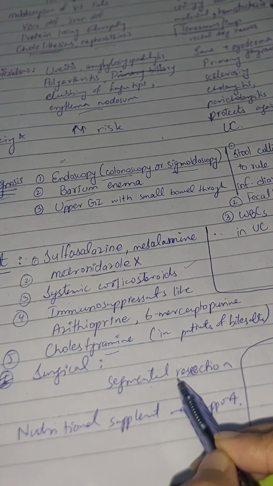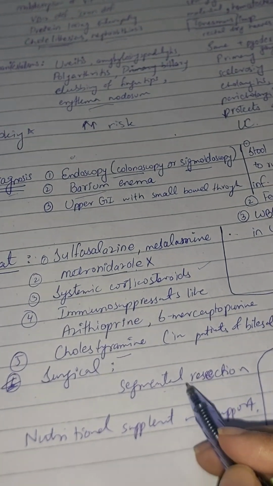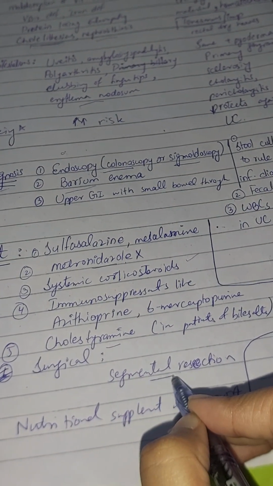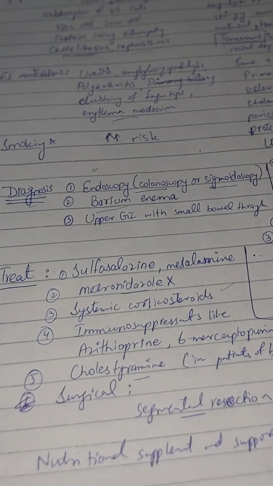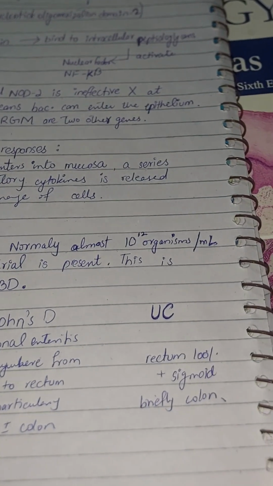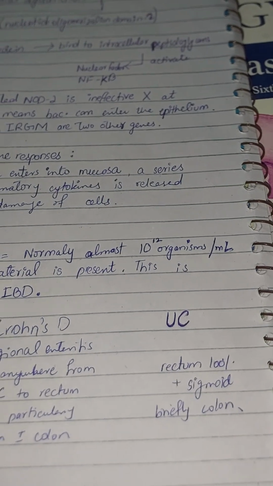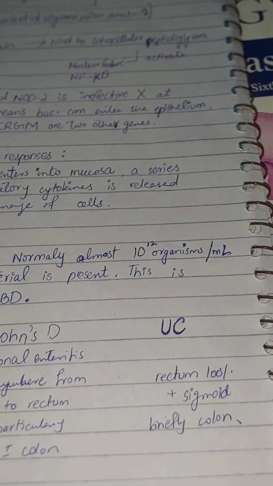So comes the surgical intervention. There is segmental resection, where the affected part of the intestine is resected. So this is all about Crohn's disease. I hope you all got my points on Crohn's disease, and it will be easy for you to diagnose.